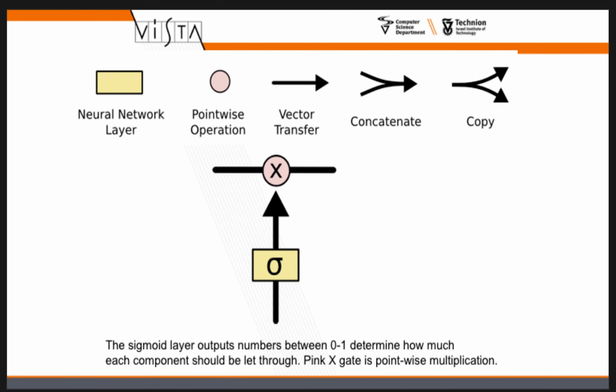Great. So now we will start to talk about LSTM. A little bit about the symbols. This is a neural network layer. These are pointwise operation, vector transfer, concatenate, and copy. The sigmoid layer outputs numbers between 0 and 1, and determines how much of each component should be let through. The X is pointwise multiplication.